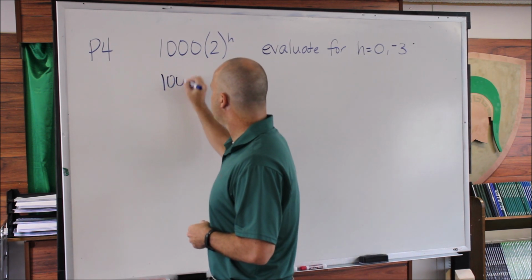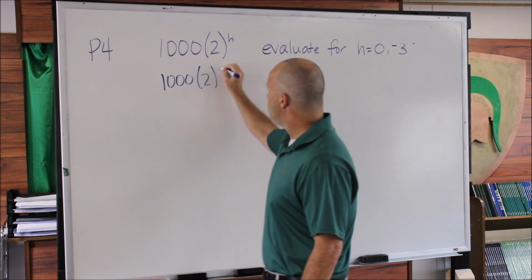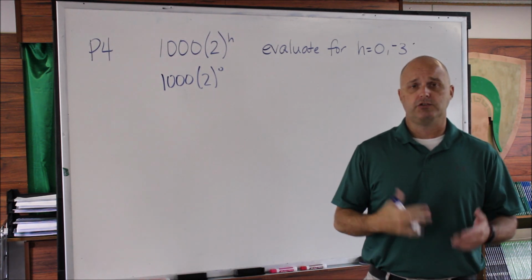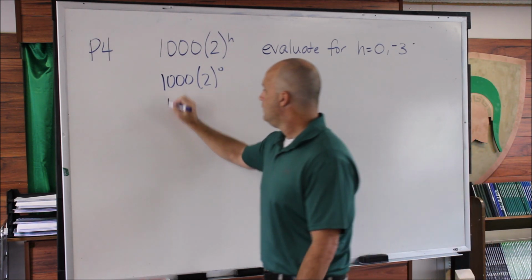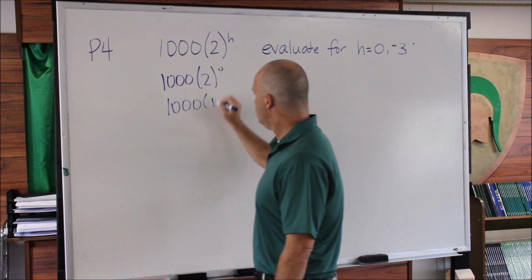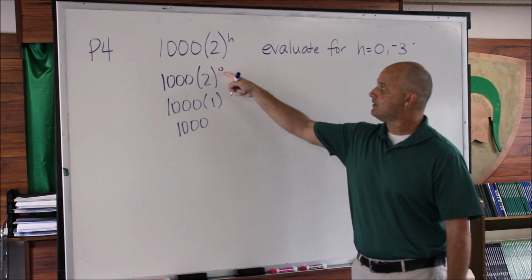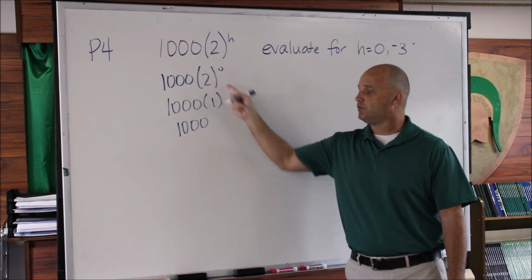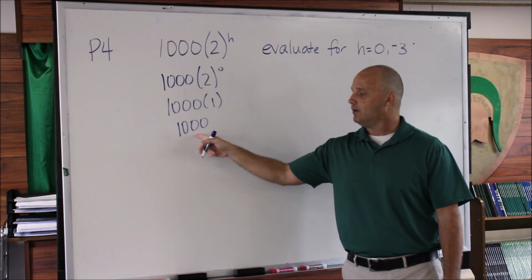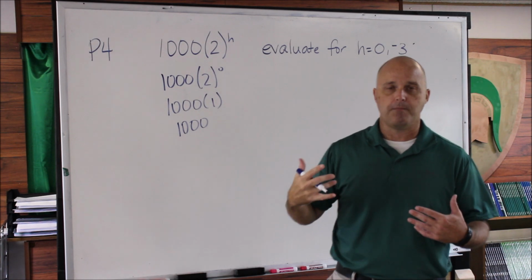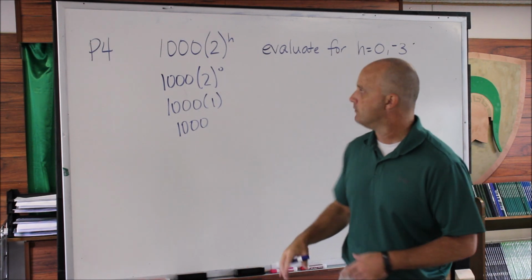So let's go ahead and plug in 0 for h. We get 1,000 times 2 to the 0th. Remember that 2 to the 0th is going to be 1, so you get 1,000 times 1, which is just 1,000. So when h equals 0, the number of bacteria in the colony is going to be 1,000.